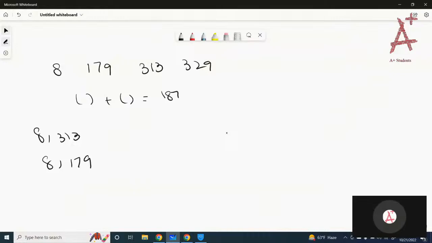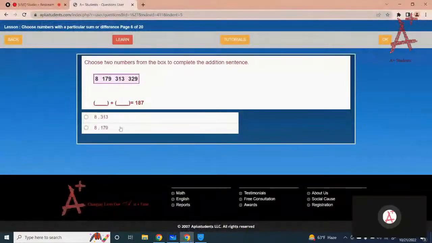So you can check the options. Here you have 313. That means when you add 8, it would again be a number in the 300s, but we need the one that makes 187. So just check the other one. 179 plus 8 is, yes, 187. Got it? That means the second option is the correct one. So just select the correct option and then click on the OK button. Okay, so this is the correct one.